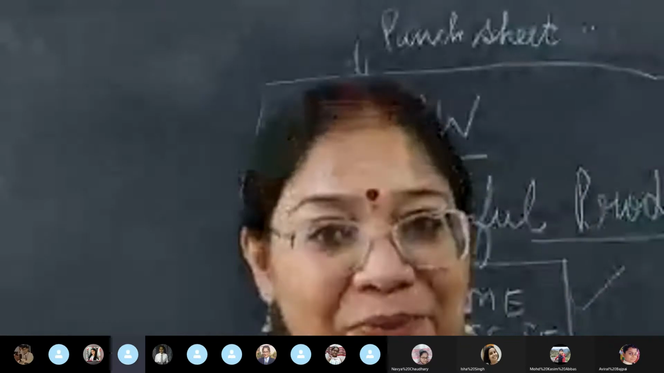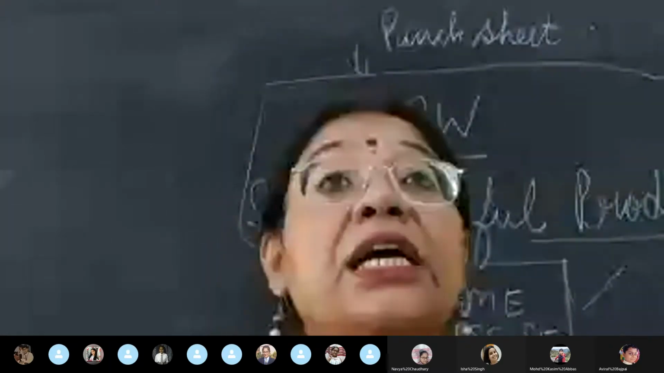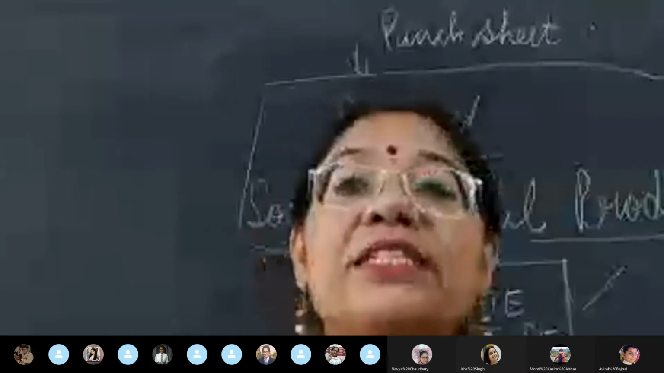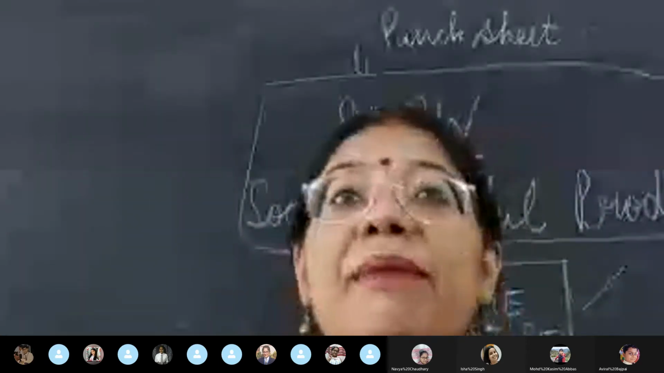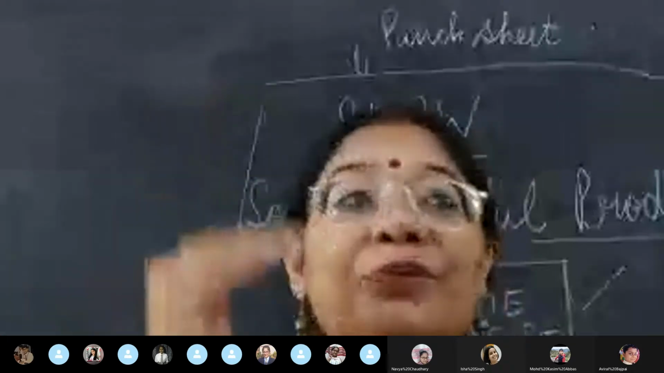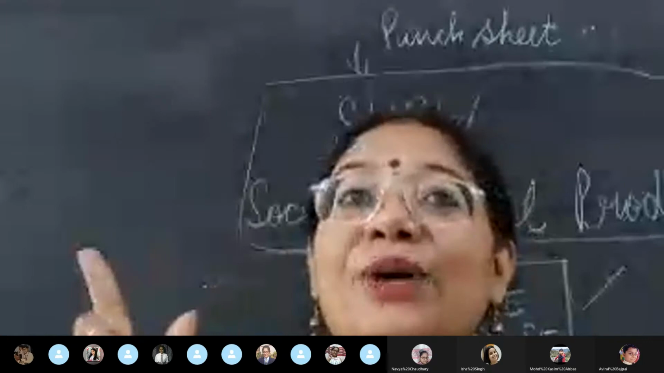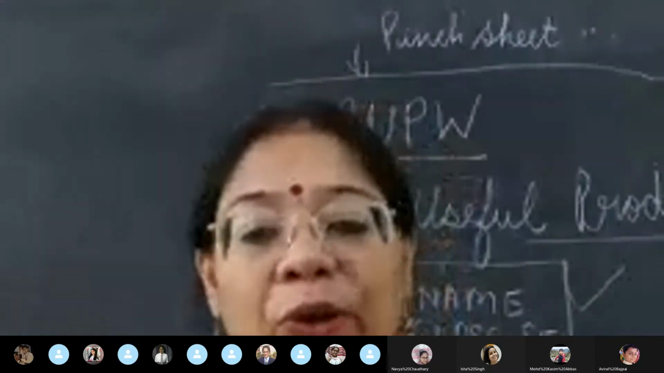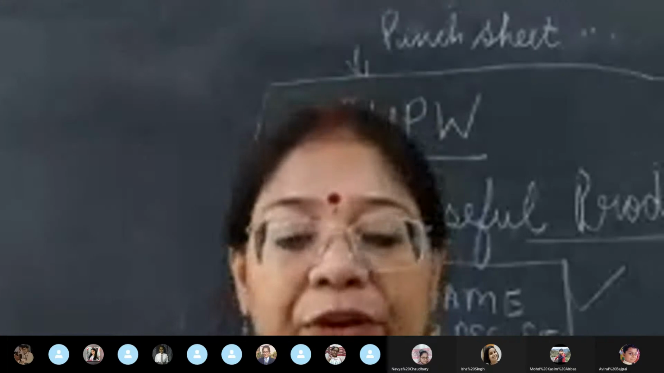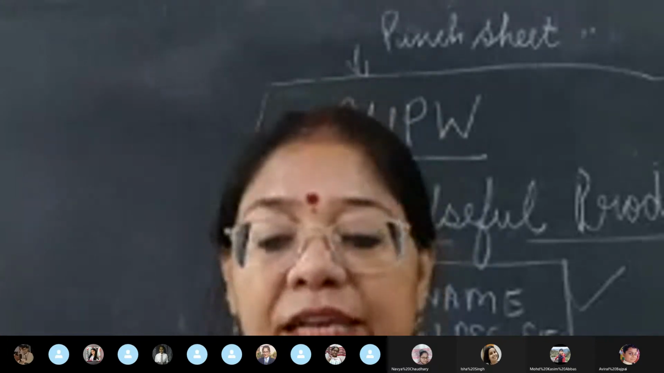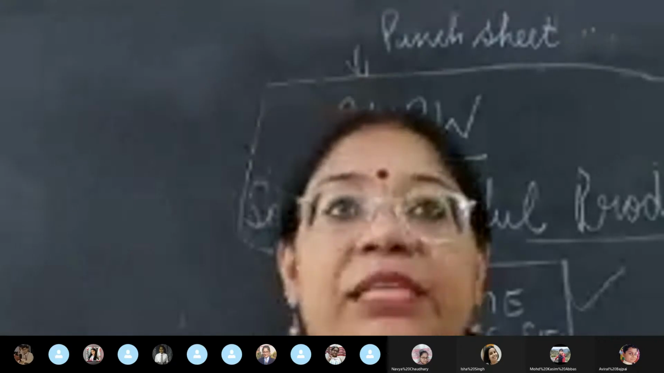Okay, so we were talking about the next thing, that the ratio is always taken of the distance on the map to that of the distance on the ground. Clear? That is the ratio that we follow. Now, for example, pay attention to this very carefully.